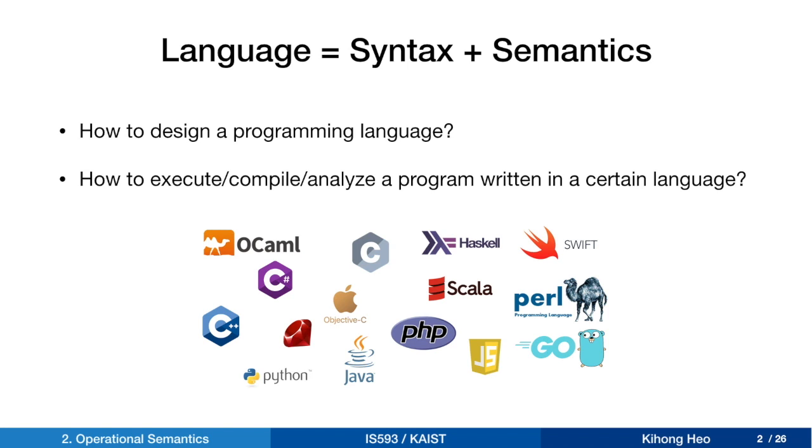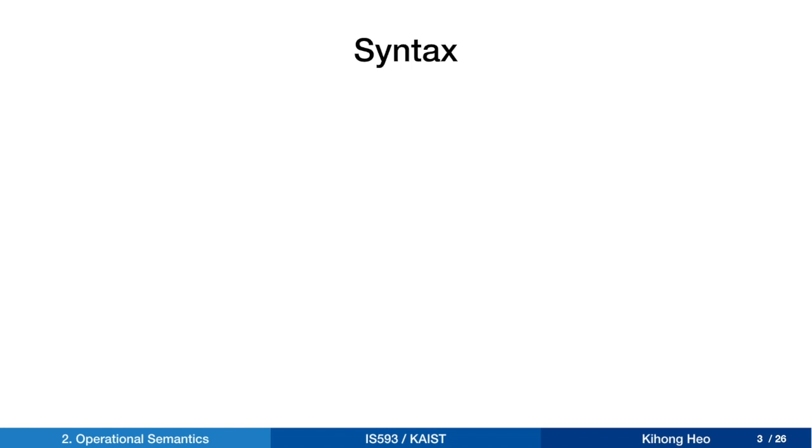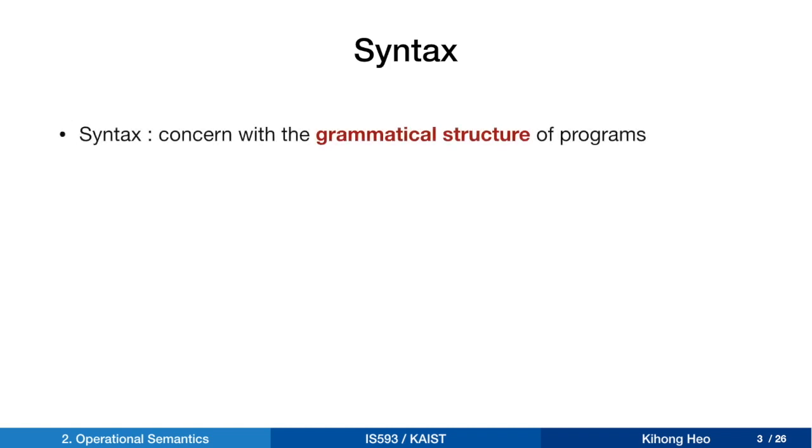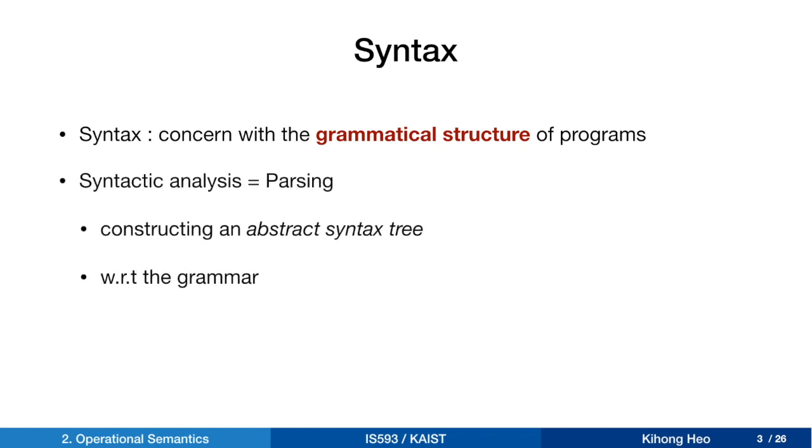So as you can guess, there are two important things. One is syntax and the other one is semantics. Okay, the syntax defines the grammatical structure of programs, which means that syntax determines the textual shape of programs in a certain programming language. So analyzing such a grammatical correctness is so-called parsing. So parsers check the syntactic correctness of program and produce a byproduct called abstract syntax tree.